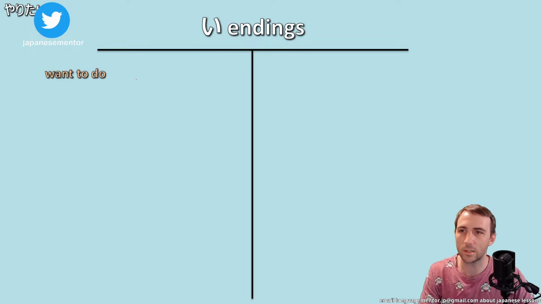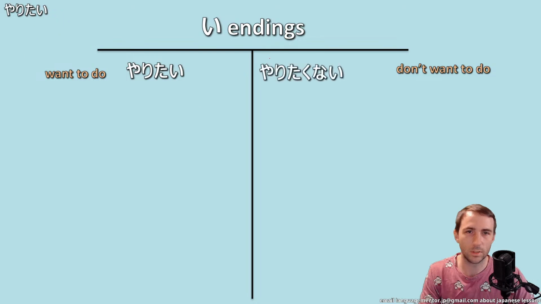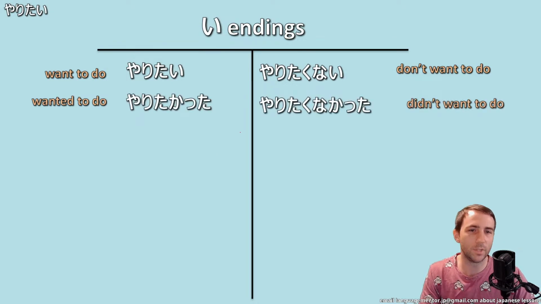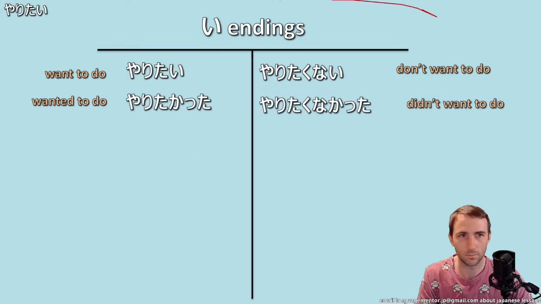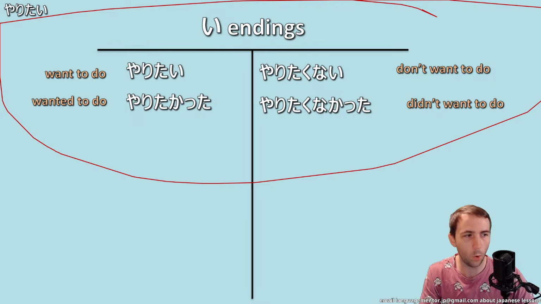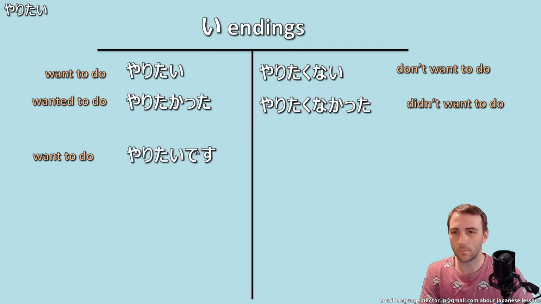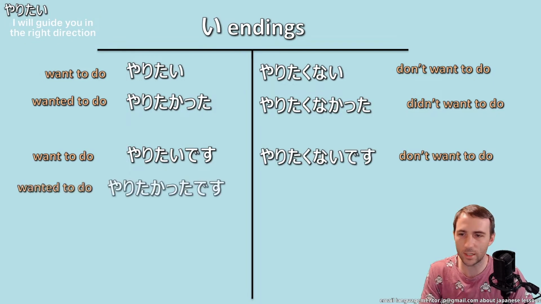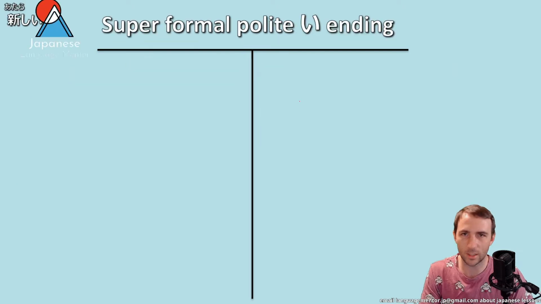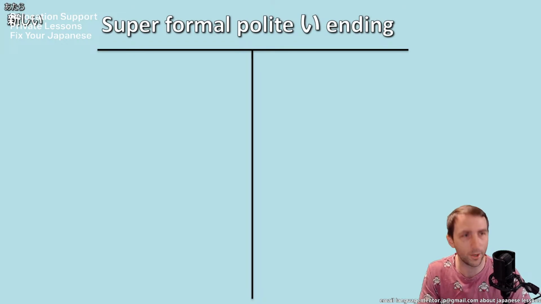So E endings: want to do, yaritai. Don't want to do, yaritakunai. It's the same conjugations. Everything's the same. Wanted to do, yaritakatta. Didn't want to do, yaritakunakatta. Super important in Japanese as a whole. Virtually everything. So, normal: yaritai desu, yaritakunai desu, yaritakatta desu, yaritakunakatta desu. Now, I was going to tell you about that one. It's just so common, so you've got to know about it. That means want, right? I want to.